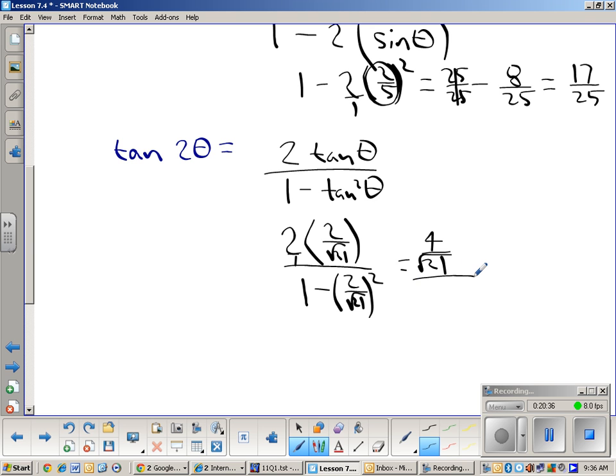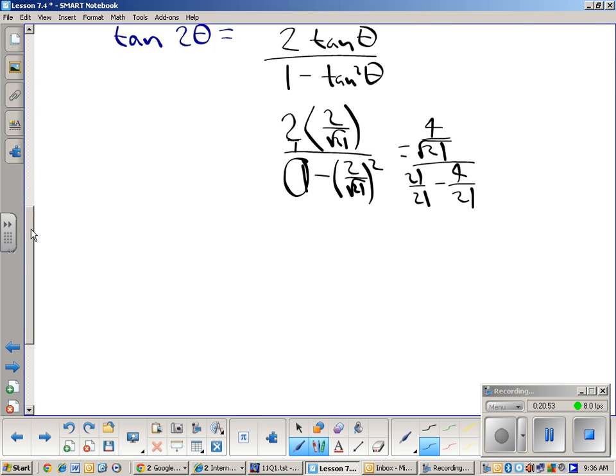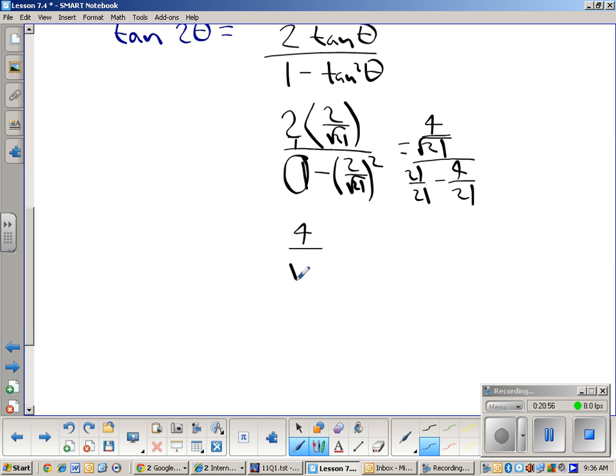And on the bottom, this is 4, because 2 squared is 4, and square root of 21 squared is 21. So this is 1 minus 4 over 21, so that's 21 over 21 minus 4 over 21, which is 17 over 21. So that's 4 over square root of 21 times 21 over 17, right? Change dividing to multiply by the reciprocal. And I don't see anything that cancels.